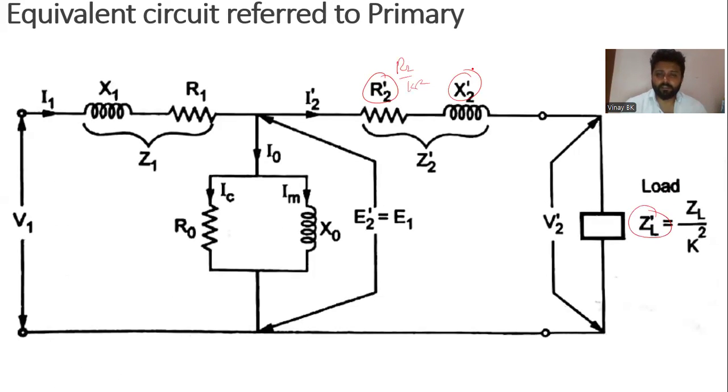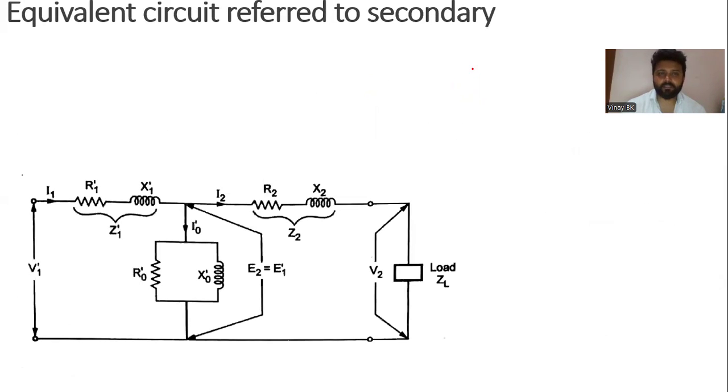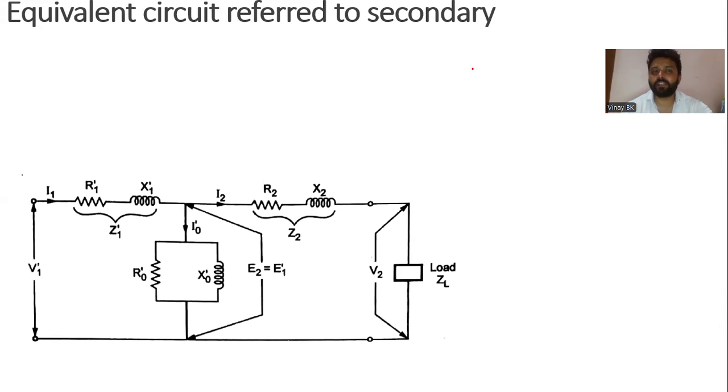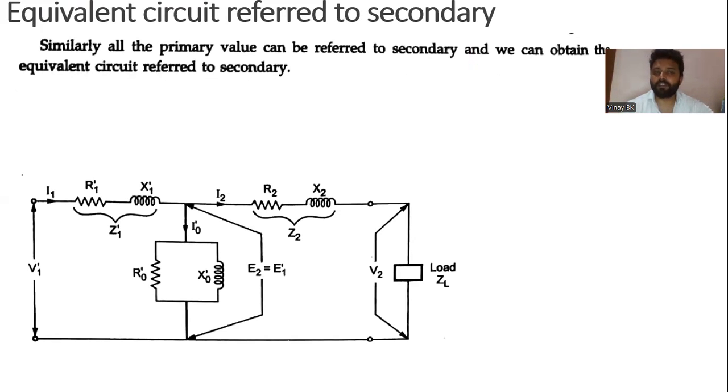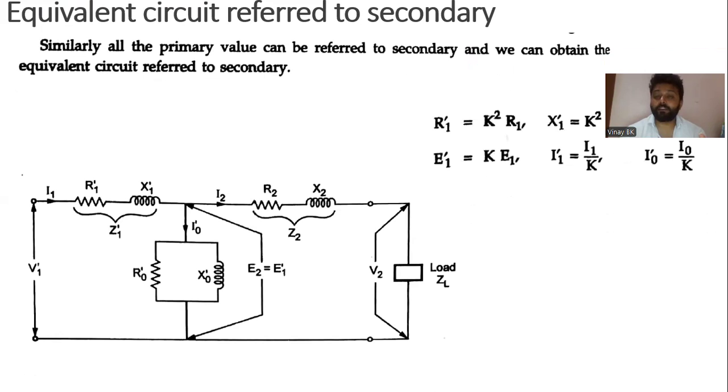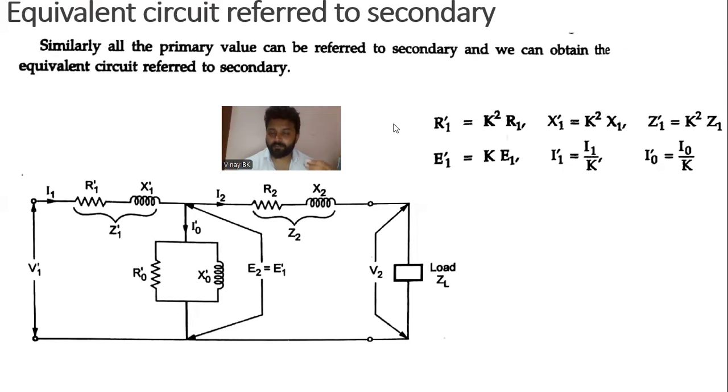Okay. So once after referring this, next refer to secondary, which means the primary parameters you write in the form of secondary, while R2, X2 and Z2 you keep as they are. That is nothing but the equivalent circuit referred to secondary. Similarly, all the primary values can be referred to secondary. You can see there you are representing R2, X2, Z2, and here you are representing R1 dash, X1 dash, Z1 dash.